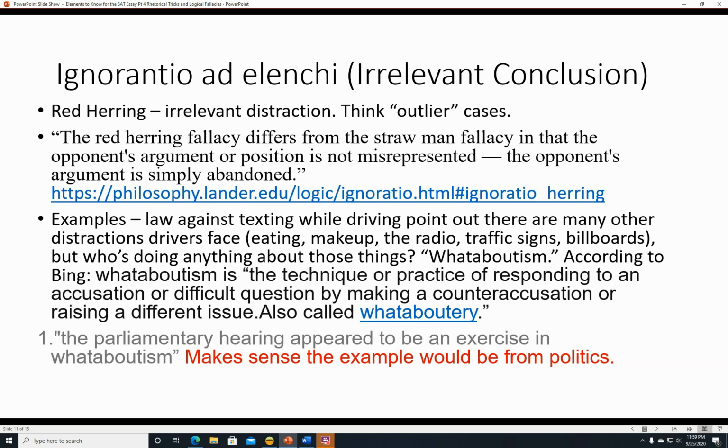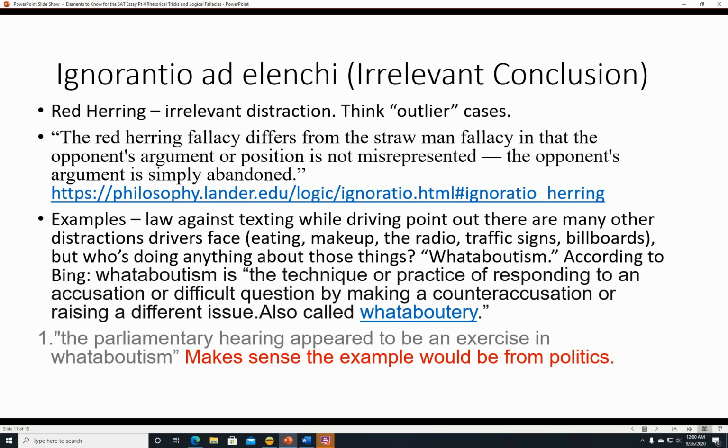So here they say, a law against texting while driving, points out there are many other distractions drivers face. Basically, well, why should we make texting and driving illegal? Because, hey, even before anybody had a cell phone, people would eat, put on makeup, adjust the radio, CDs, look at traffic signs, billboards, people walking down the street on the sidewalk, blah, blah, blah. But what's anybody doing about any of those things? Who's doing anything about any of those things? That you might know as whataboutism. We've seen that the last couple of years.